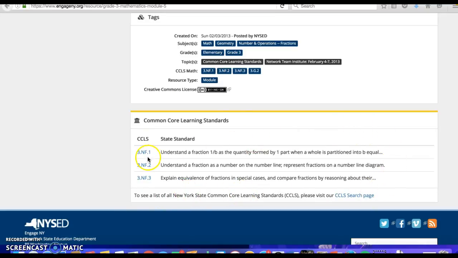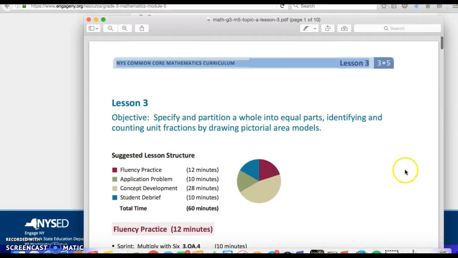So for this first lesson that I chose, I'm going to get it up right here. It's from Topic A of Module 5. It's lesson 3, and it starts with an objective. All of the lessons start with an objective. It says: specify and partition a whole into equal parts, identifying and counting unit fractions by drawing pictorial area models.